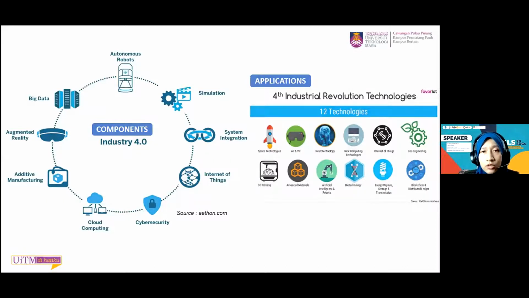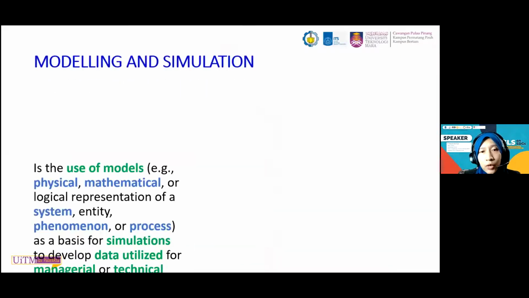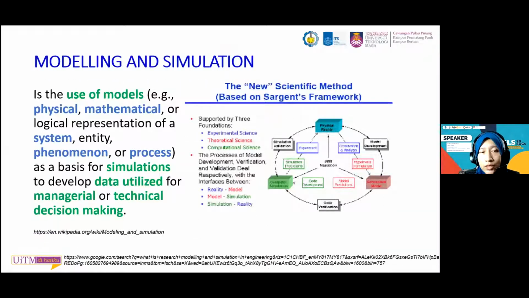and cost. And then the next one is on the power of computer modeling and simulation. What is modeling and simulation? It is the use of models, for example, physical, mathematical or logical representations of a system, entity, phenomena or process as a basis for simulation to develop data utilized for managerial or technical decision making.